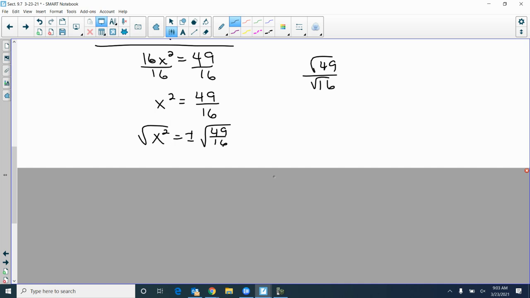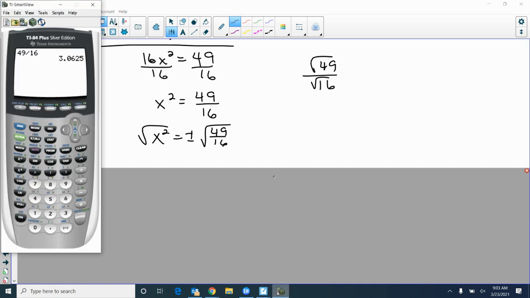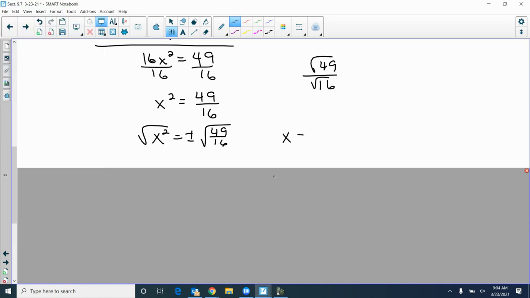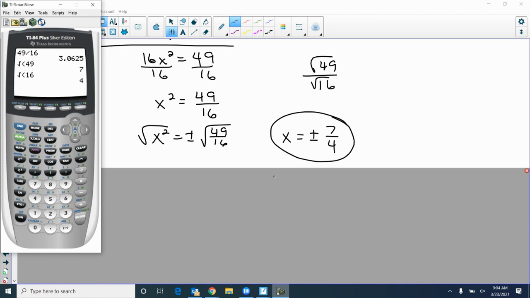What's the square root of 16? It should be 4. Now, if you want to do them separately, the square root of 49 is 7 and the square root of 16 is 4. So my answer is x equals plus or minus 7/4. You want to look at your numbers and say, I think I know the square root of those numbers.